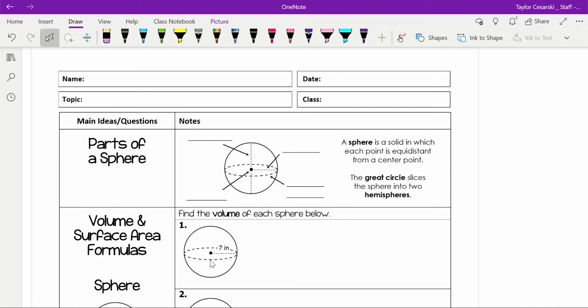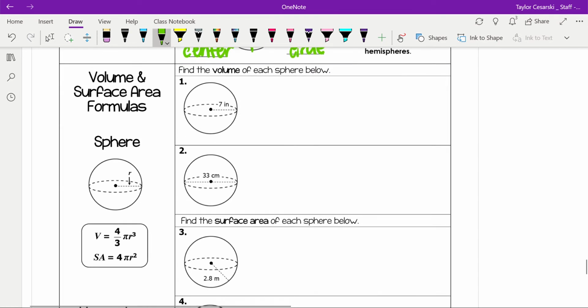So we're going to start by labeling some of the parts. First of all, kind of like a circle, the distance from the center to the edge is the radius. And this line right here, which is all the way across, would be called the diameter. The distance all the way around, we call the great circle. And the point in the middle is called the center. All right, so let's just apply some formulas here.